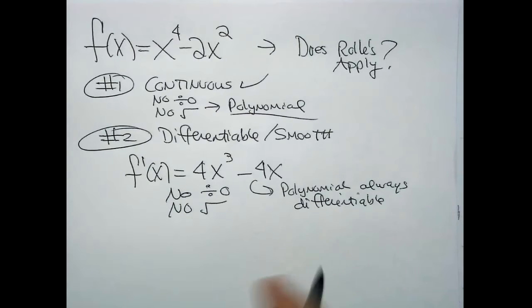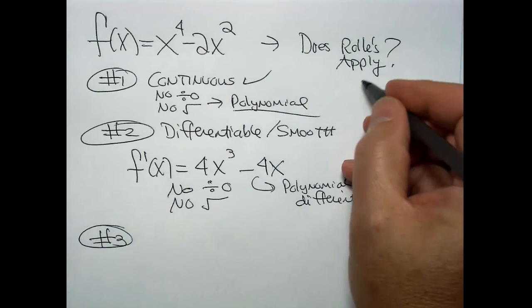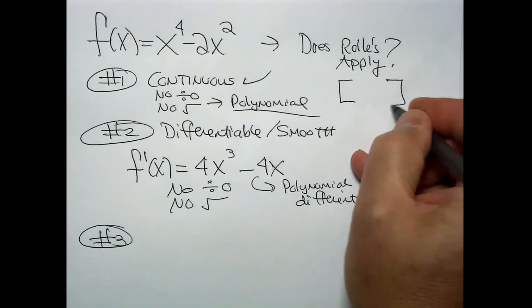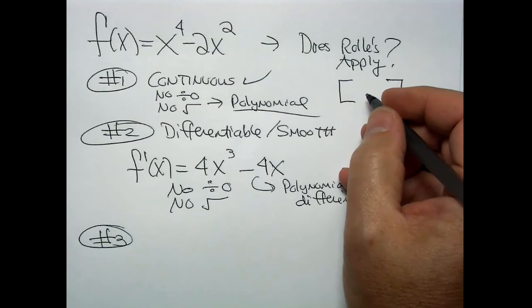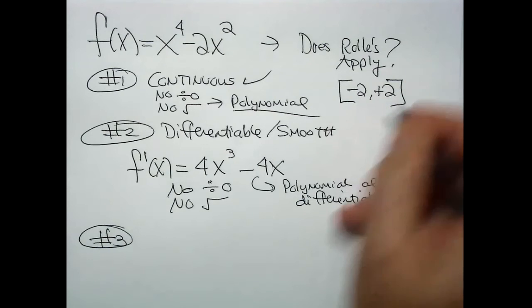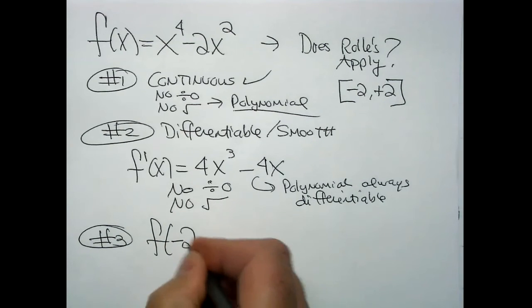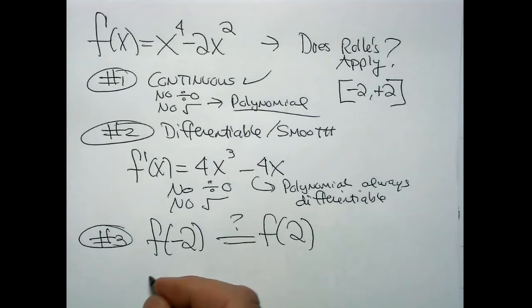So that one pretty quickly. And finally, number 3. Let's see if they got this right. Does Rolle's apply? Oh, didn't give you the interval. So let's pick an interval here. The interval I'm going to choose will be -2 to +2. Let's try it. Is it true, guys, that f of -2 is the same as f of +2?